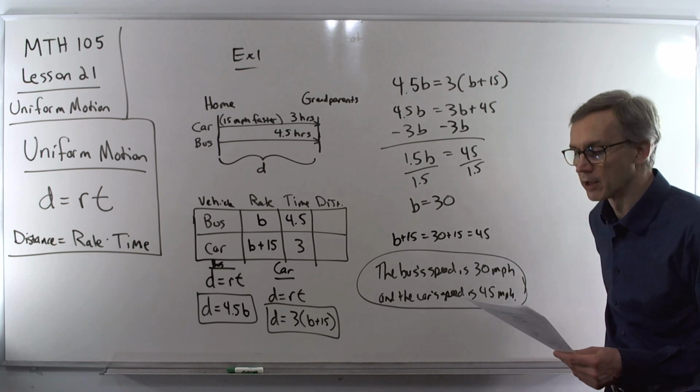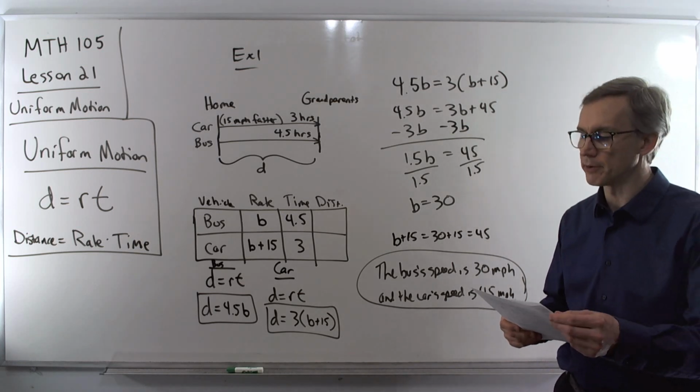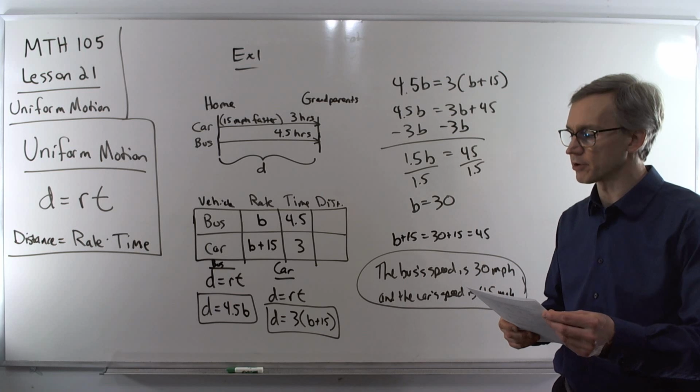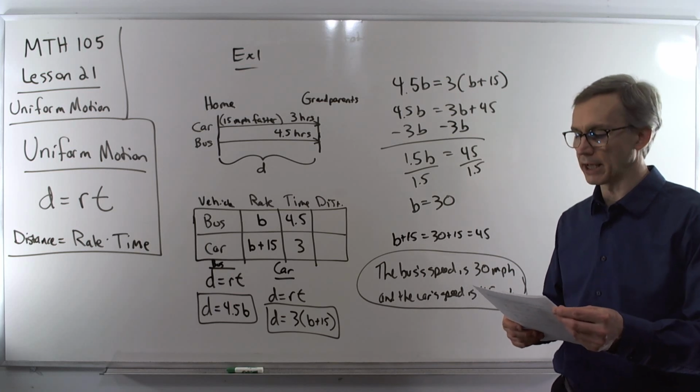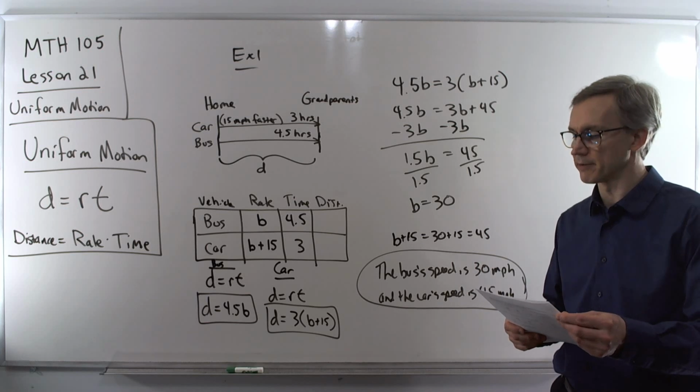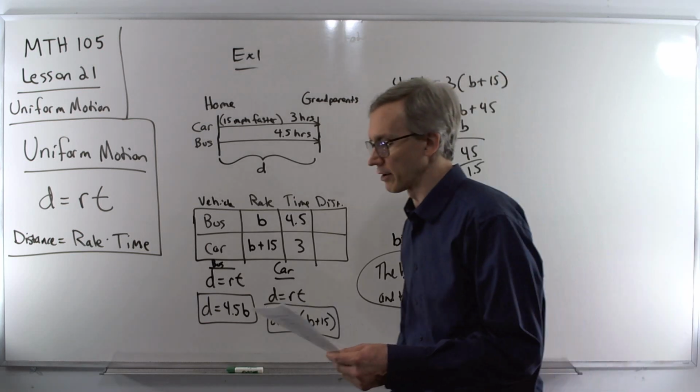Your turn, number 1. Marcy and Kendra compete in a cross-country bike race. Kendra completes the course in 3.5 hours, and Marcy finishes in 4 hours. Kendra's speed is 3 miles per hour faster than Marcy's. Find the speeds of the riders.